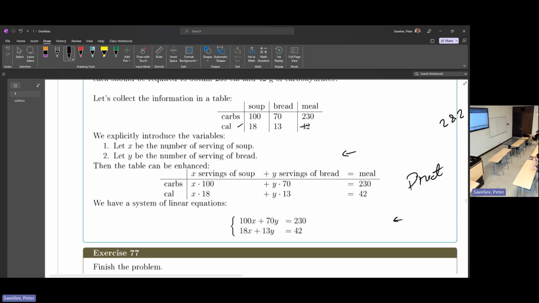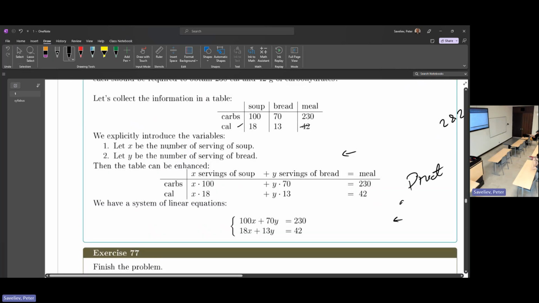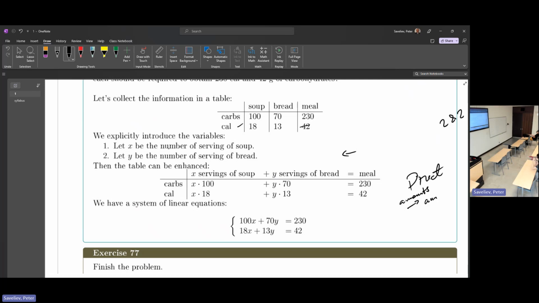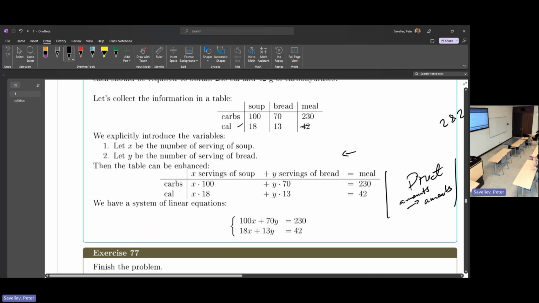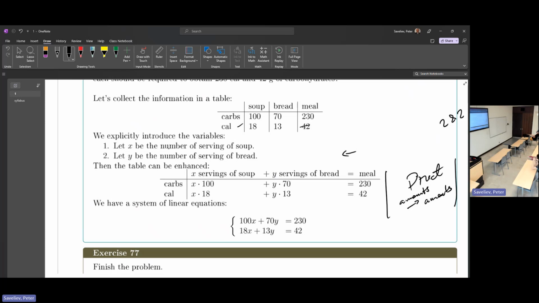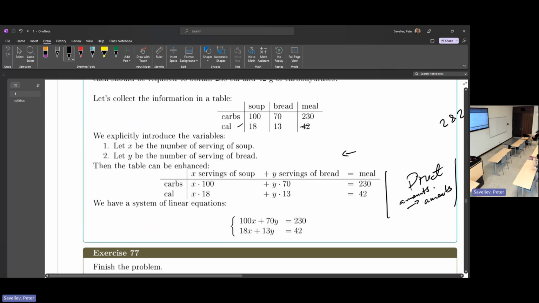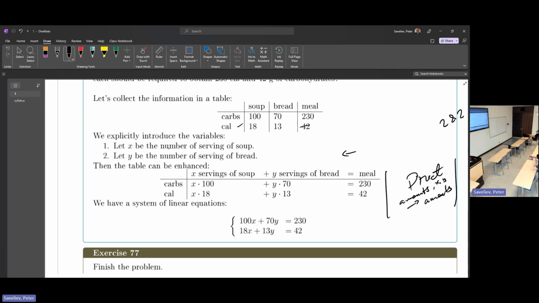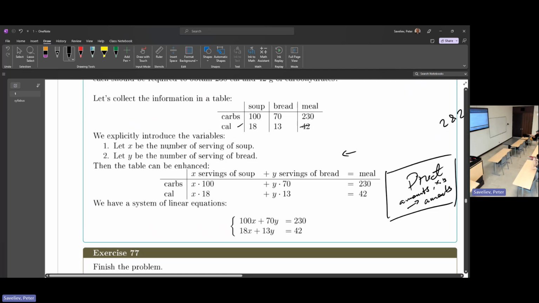Direct meaning that from amounts. So in this case, the amounts of how much of the soup and how much of the bread you got, and the two amounts, of the direct computations. Okay, so in other words, because you know how much of which, if x and y are given, then you can find the right hand side, the amounts of carbs and calories in the output in your meal. Okay, so that's direct computation, but that's not what we're doing.